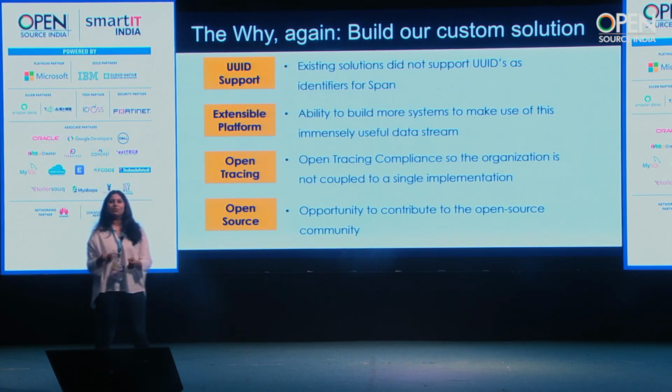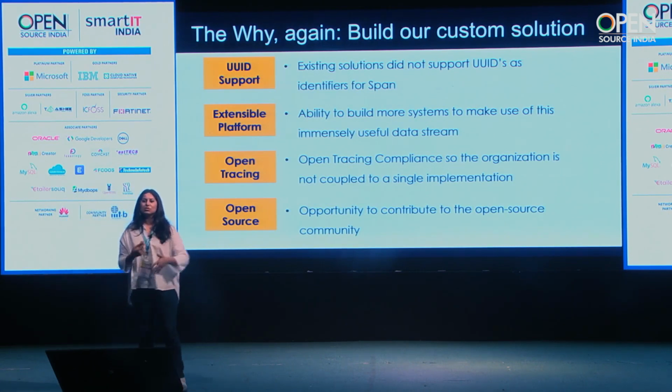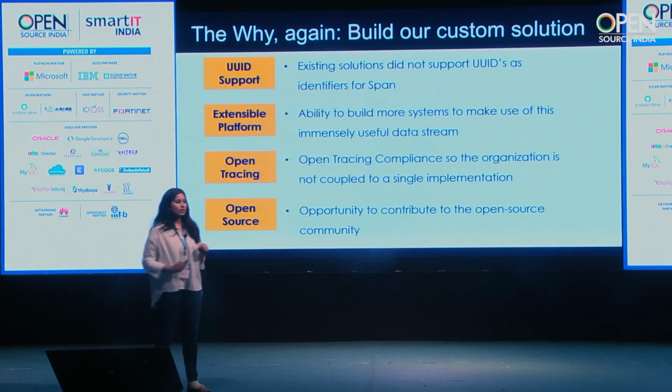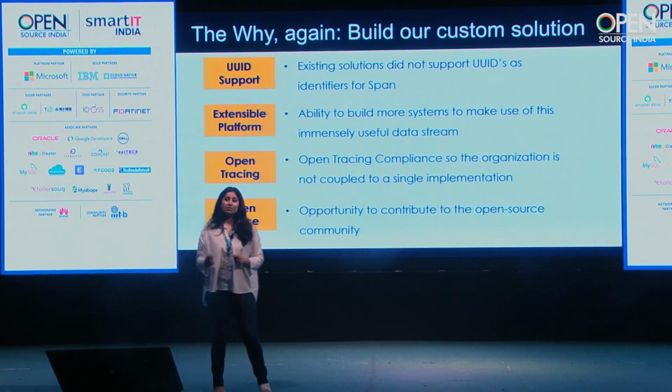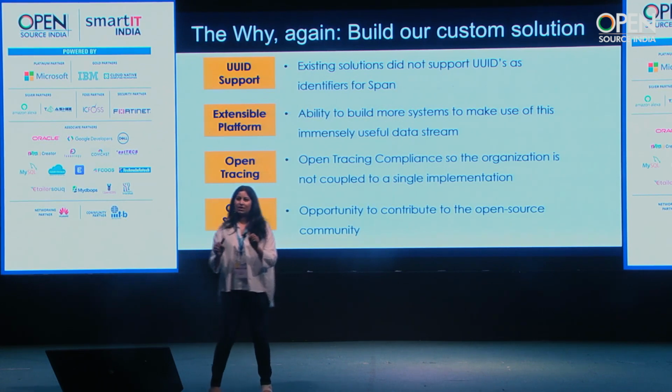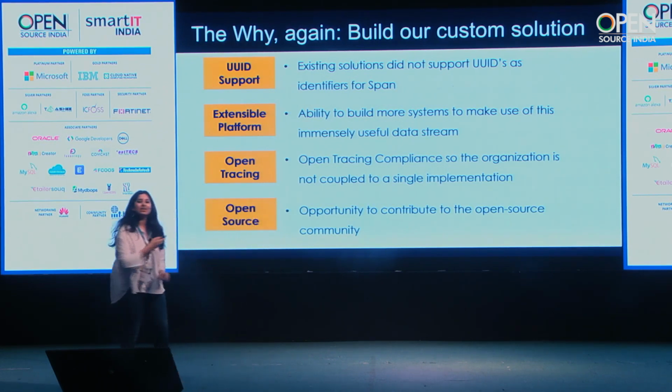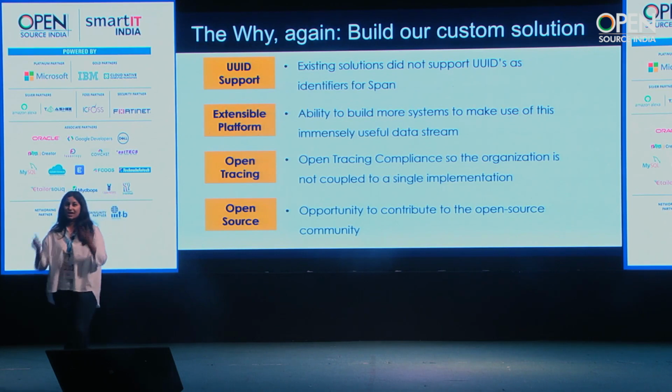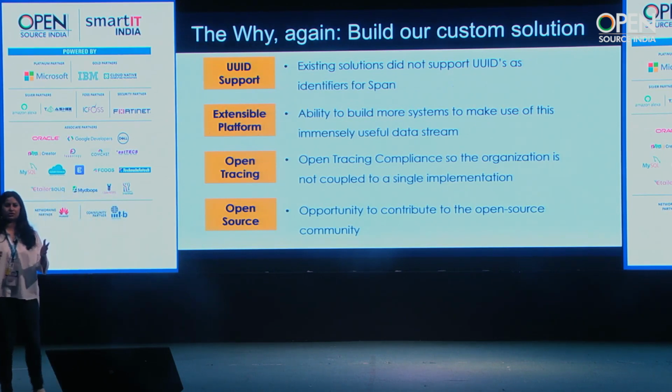So why did Expedia need to build its own system? Why couldn't we just take Zipkin or Jaeger or any other tools? Expedia started in 2015. By then, there was just one tool called Zipkin. And these were the things which we didn't find at that time in any of the tools, and hence we decided we needed our own implementation.